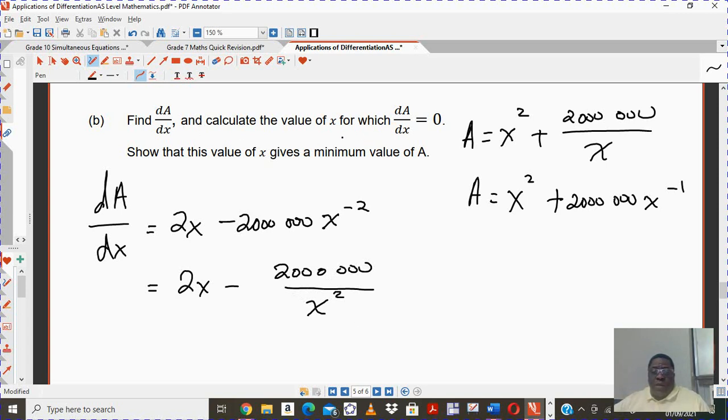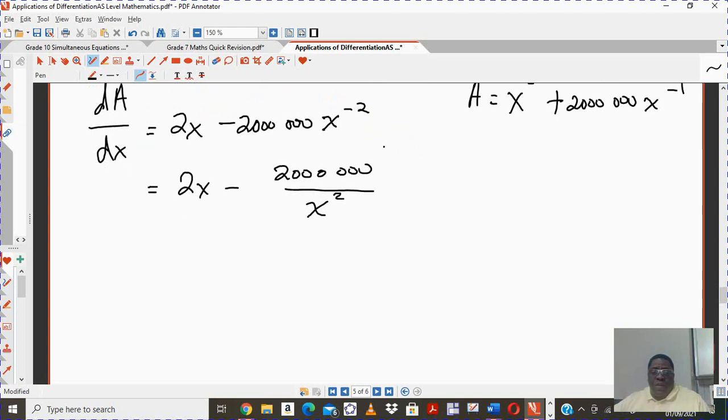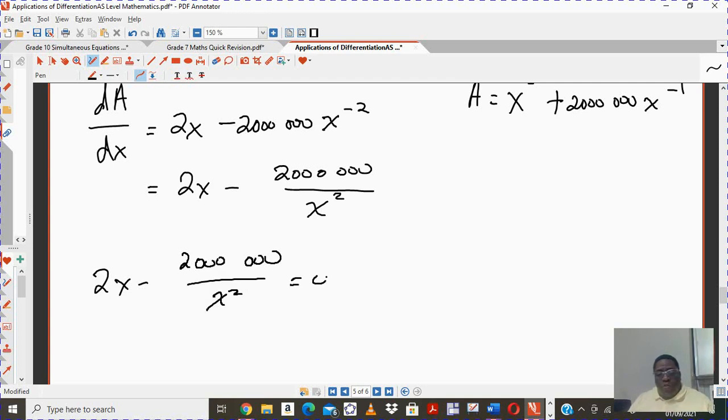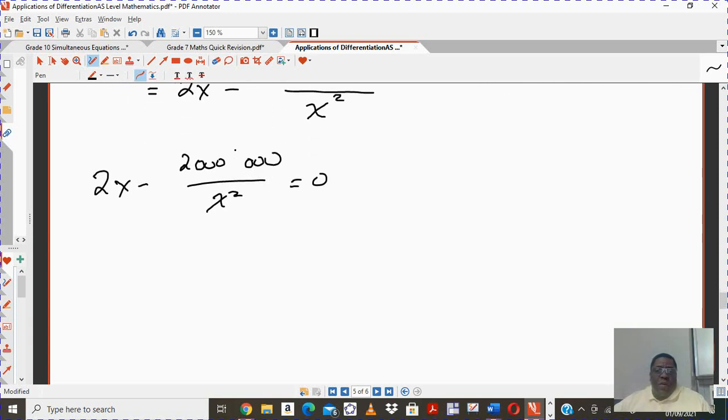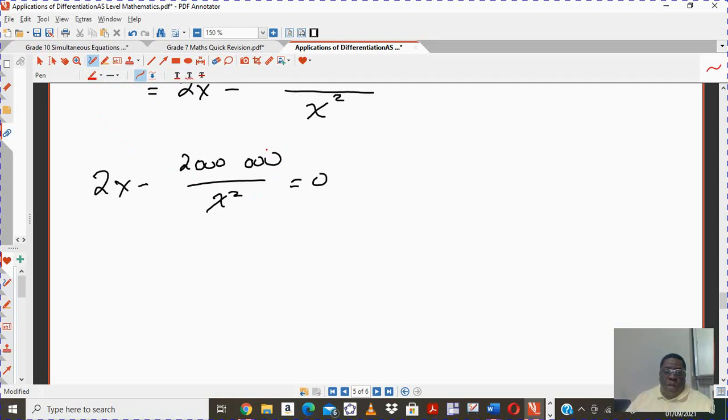Now we are supposed to find the value of x for which that derivative is equal to 0. So if the derivative is equal to 0, that means 2x minus 2 million over x squared should equal 0. From here on, it becomes an algebraic problem, which you should be able to solve by now in different ways. I like to multiply by x squared so that the x squared can cancel.